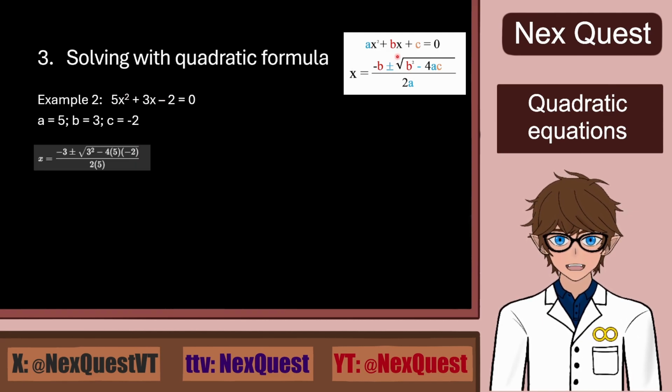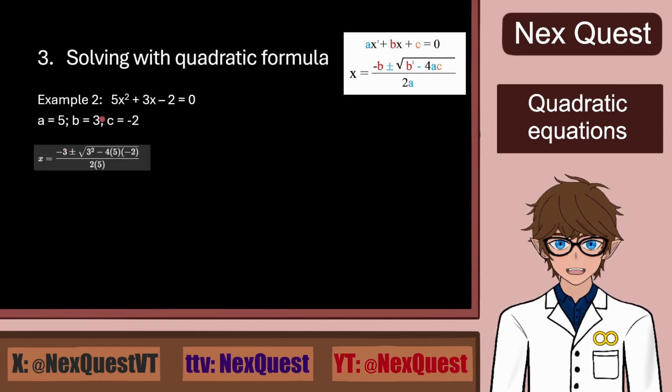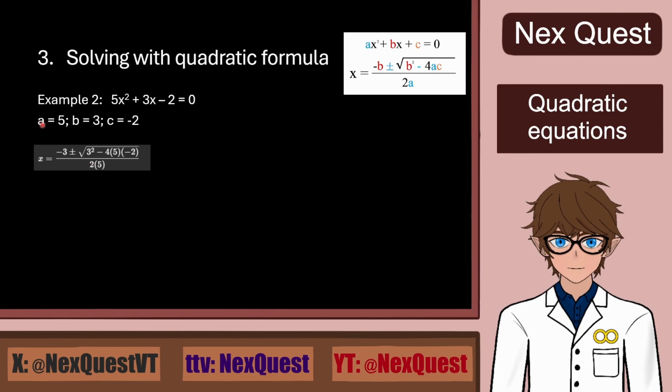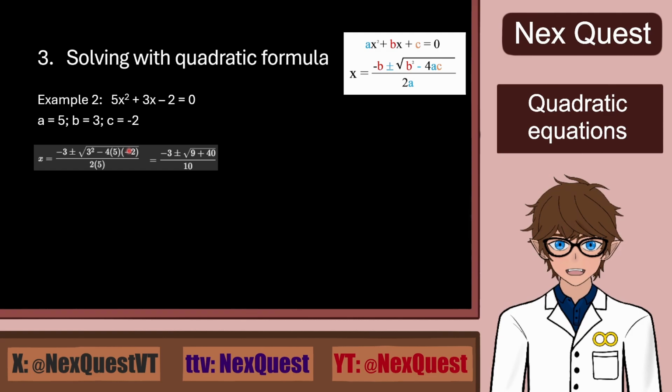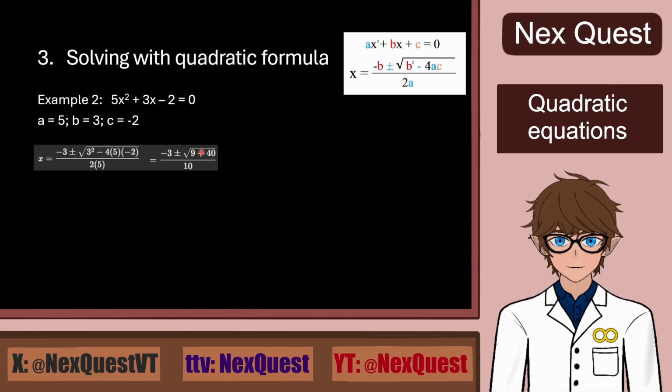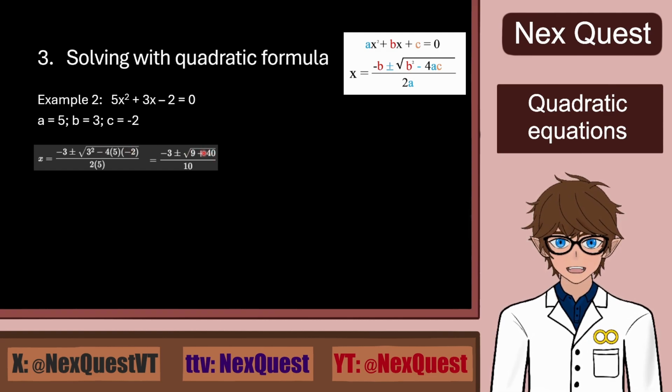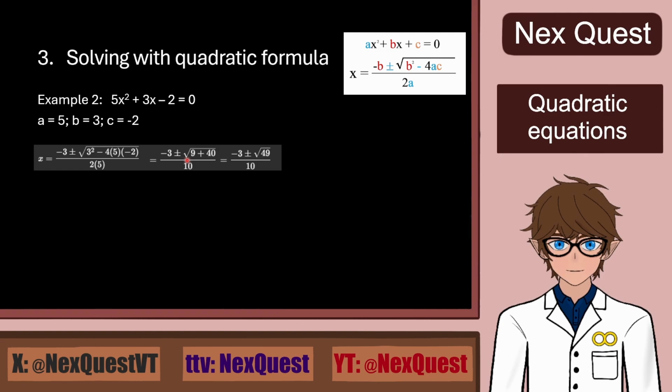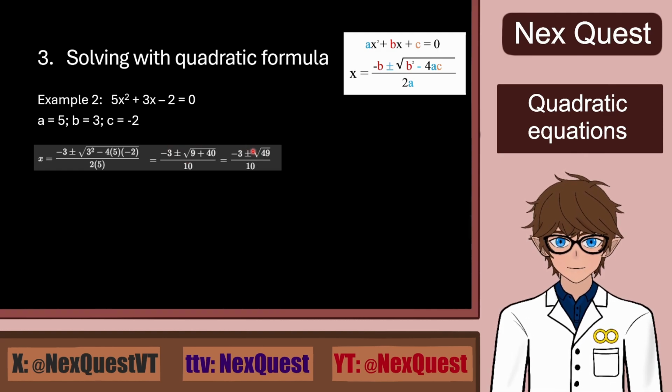I insert them in the equation as shown here, so we put 3 instead of b, 3 instead of b, 5 instead of a, minus 2 instead of c, and 5 instead of a. Simply fill in the equation, start calculating under the root. 4 times 5 times minus 2 times minus 1 is 40. 9 plus 40 is 49. So we have minus 3 plus minus square root of 49 divided by 10.